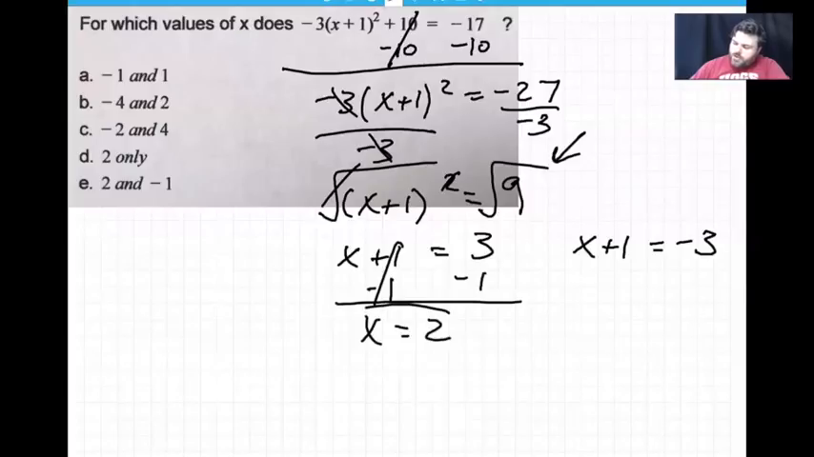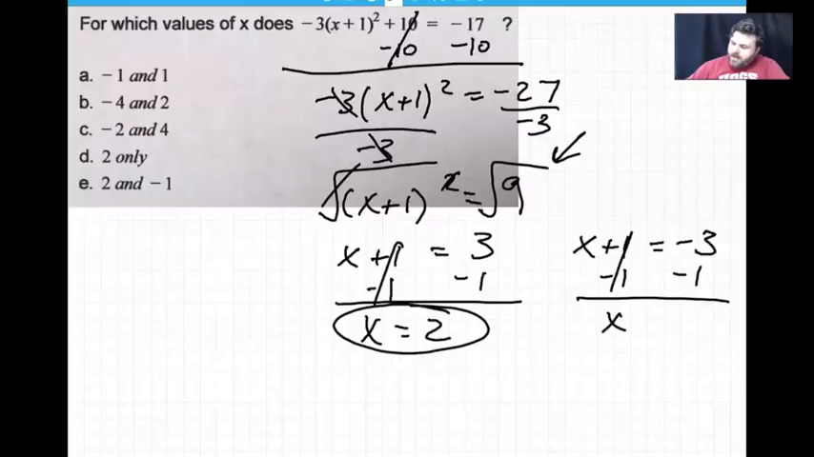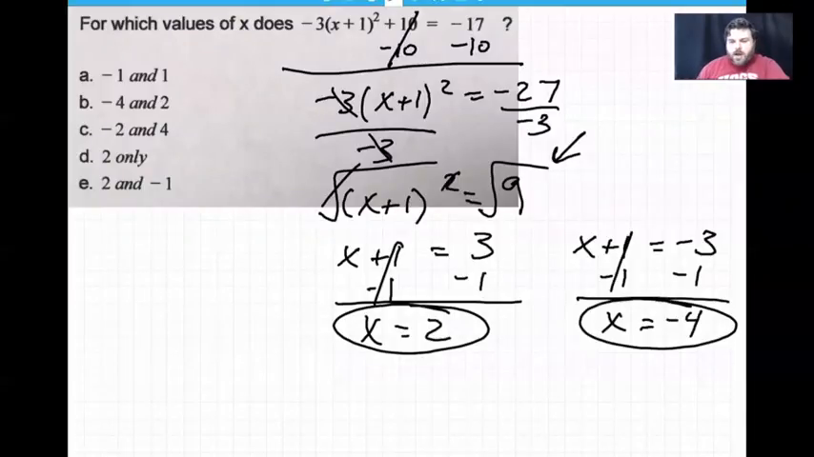I get x equals 2. There's my first solution. Take away 1 from both sides here. I get x equals -4. There's my other solution. So 2 and -4. 2 and -4 is choice B. All right? So B is our answer.